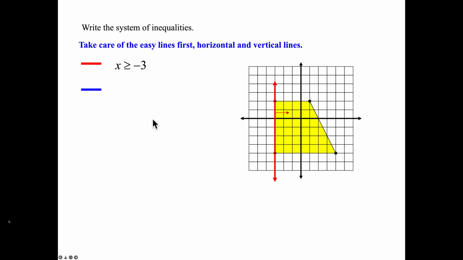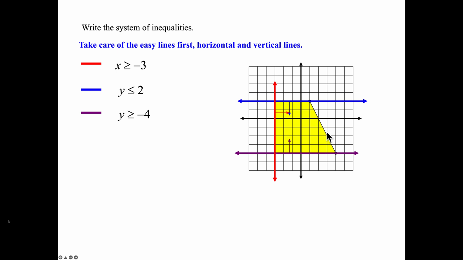Blue lines next. Let's do the top horizontal line. We're shading below, so that's at 1, 2. That's at y equals 2. Shading everything below. Y is less than or equal to 2. Purple, let's do our other horizontal line. That's down 1, 2, 3, 4. That's y is greater than or equal to -4.